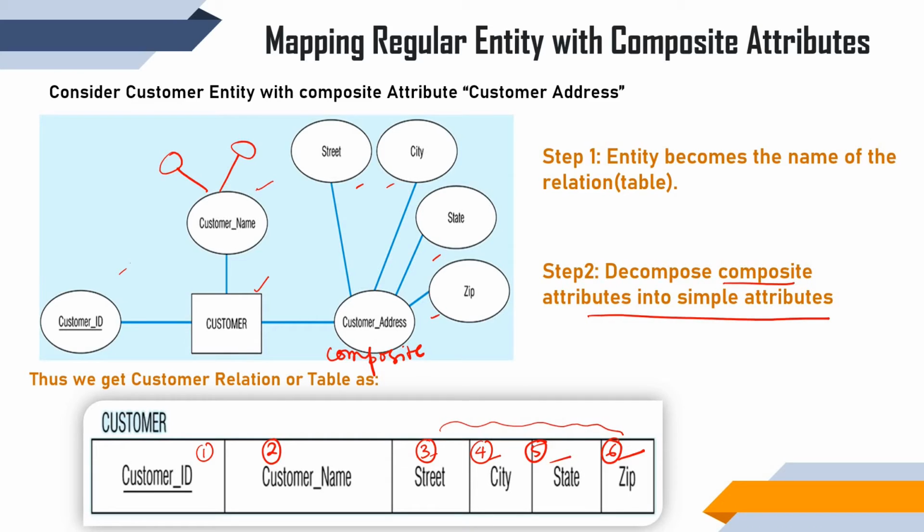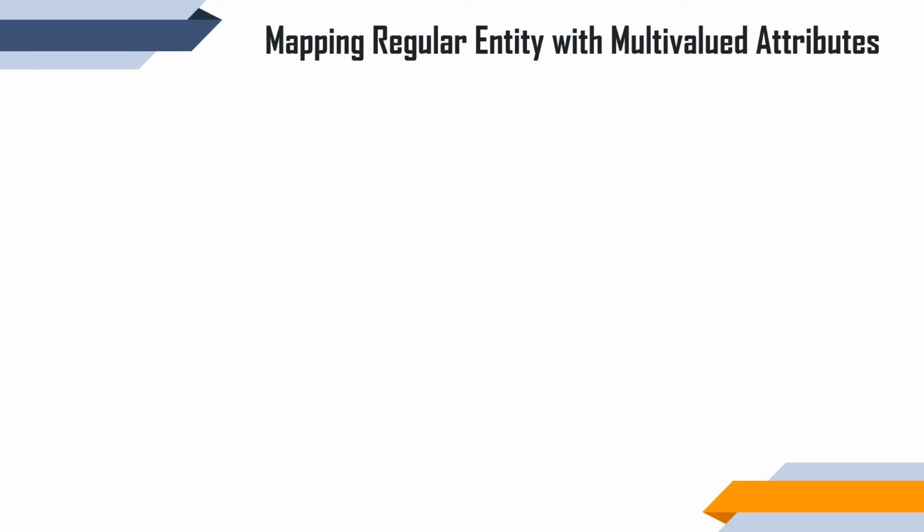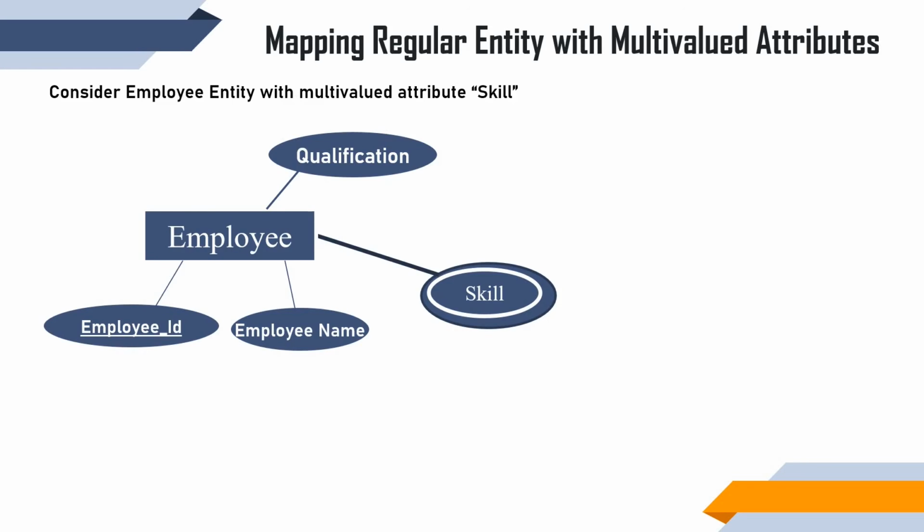Now we will see how I can map a regular entity which is having a multi-valued attribute. Let's take another example. Suppose I have got an employee entity with multi-valued attribute skill, because employee ID, employee name, qualification, they are all simple attributes. So they will be kept as they are. I won't change these 3 attributes, employee ID, name, and qualification, because they are already simple attributes.